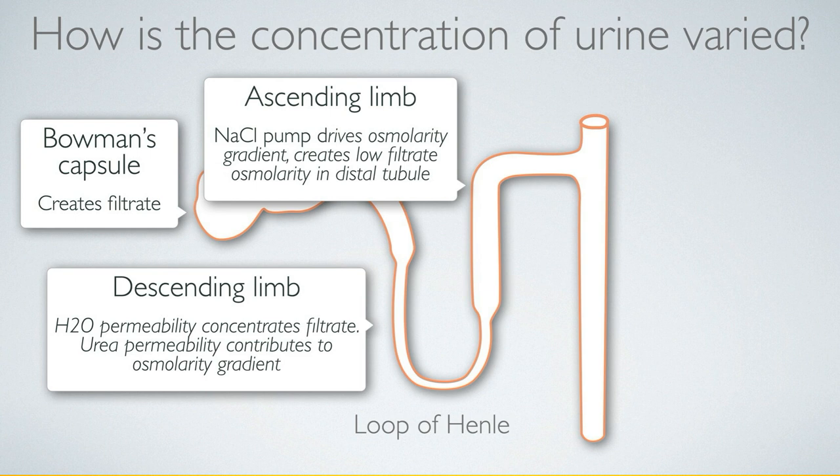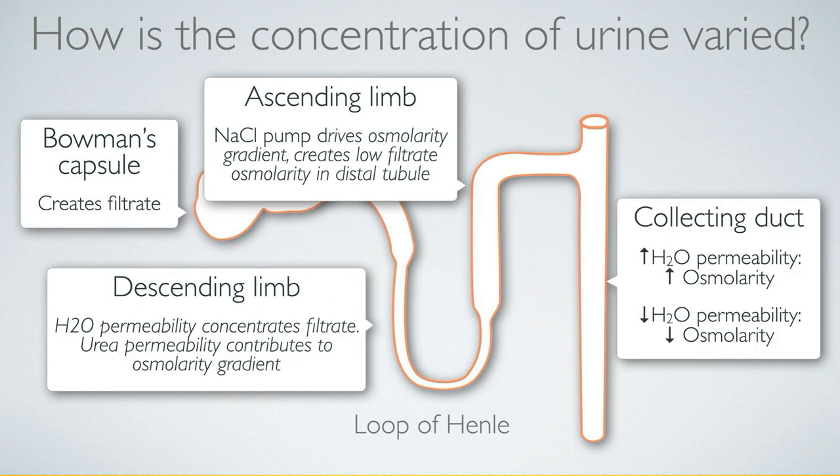Then in the collecting duct, the final osmolarity of the urine can be tuned by varying the permeability of the membrane to water. So high permeability creates a very concentrated, high osmolarity urine. Low permeability does the opposite, a very dilute urine.